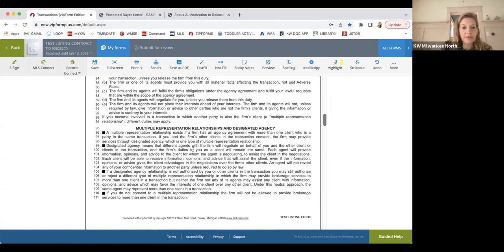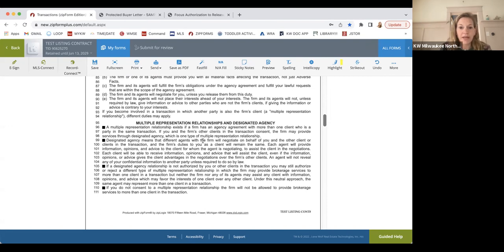This is a big one here. The firm and its agents will negotiate for you unless you release them from this duty. The firm and its agents will not place their interests ahead of your interests. The firm and its agents will not, unless required by law, give information or advice to other parties who are not the firm's clients, if giving the information or advice is contrary to your interests.